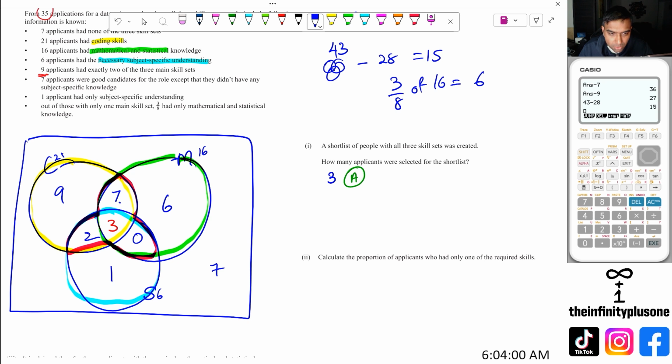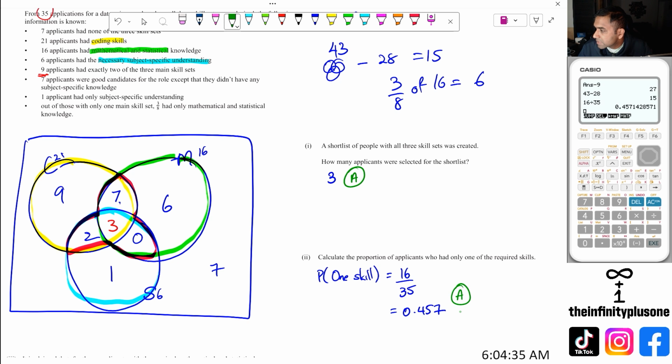Then question 2 is calculate the proportion of applicants who had only 1 of the required skills. So only 1 is actually 16. So probability of 1 skill is 16 out of the 35. So that's going to be divided by 35. That's going to be 0.457. And that's going to give me a grade of achieved.